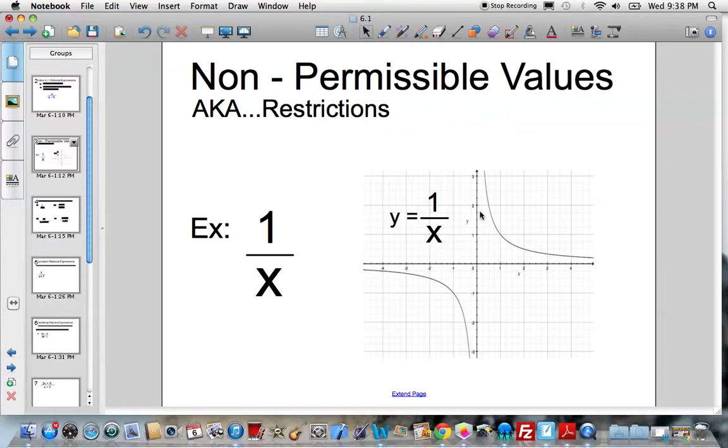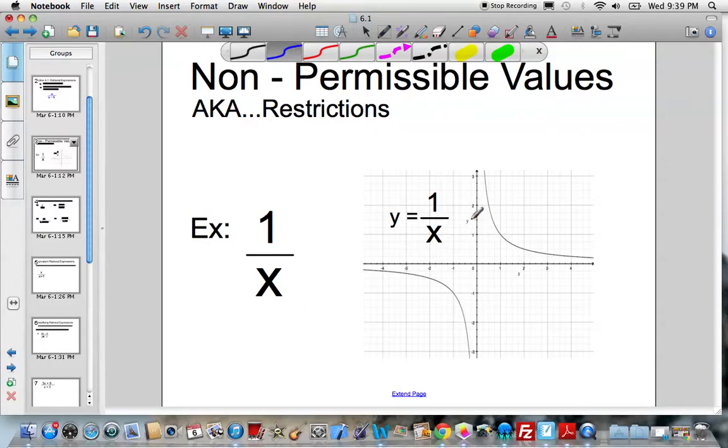Well, I have the graph of y is equal to 1 over x behind this question mark box here, and you can see what actually happens at this spot. This is what it really means to have a non-permissible value. Where x is equal to 0, along the line x equals 0, the graph is never actually going to touch it. It's going to come down and get really close, and it's just going to skim along by, but it's never actually going to get to x equals 0. So that's what it means to have a non-permissible value. It's a place where the graph or the function does not exist.